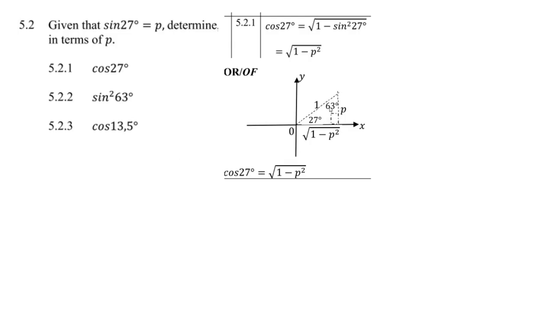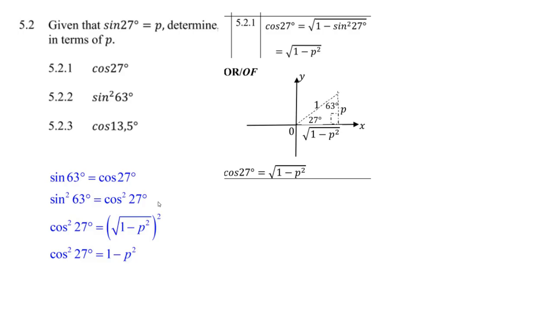What about the sine squared of 63 degrees? Well, that's where this diagram's kind of nice, because the sine of 63 looks like it's root 1 minus P squared over 1. And if we square it, we're going to get the sine squared of 63 degrees is equal to the cos of 27 degrees, right? It's just root 1 minus P squared. And if we square it, we just get 1 minus P squared. So that's your answer, 1 minus P squared.